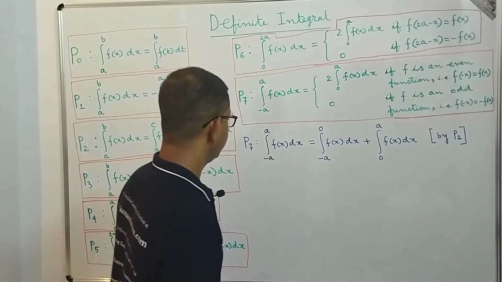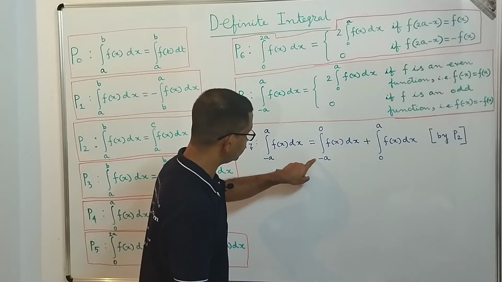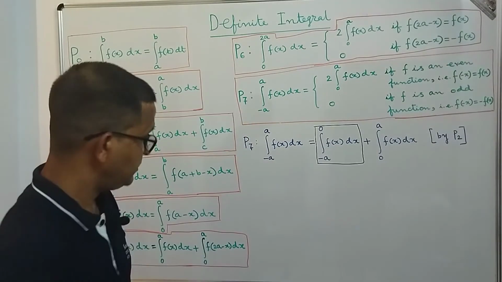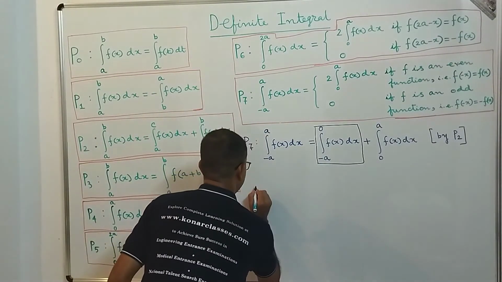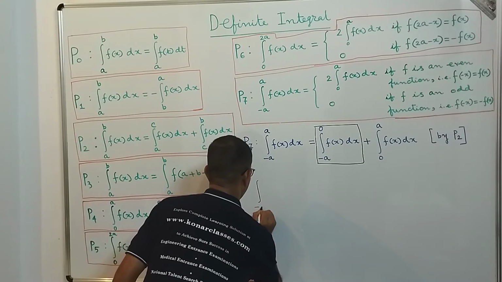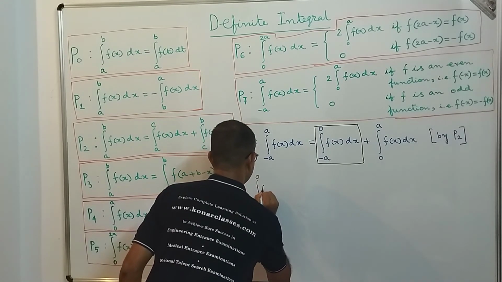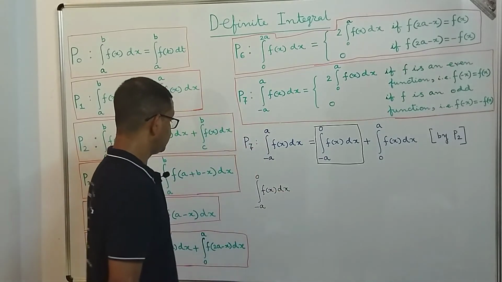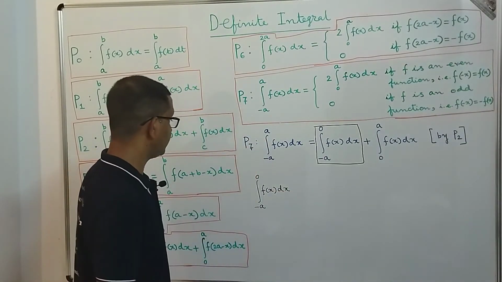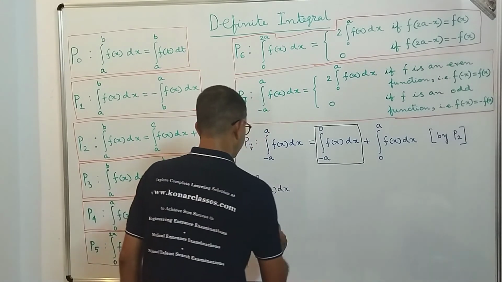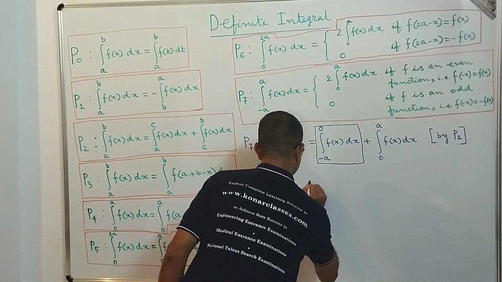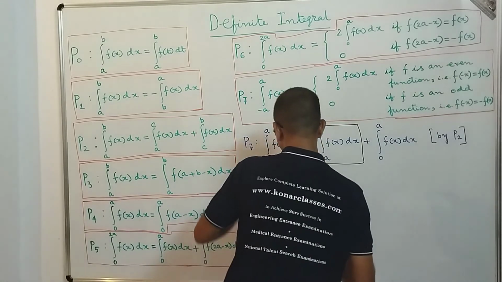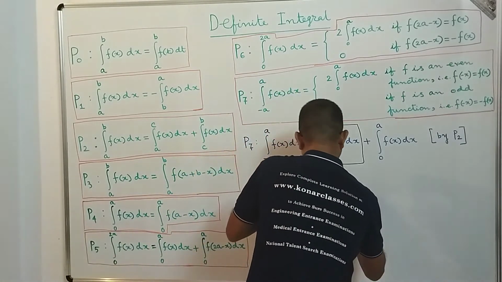Now dear students, let's concentrate on this integration minus a to 0 f(x) dx. Okay, so how are we going to compute minus a to 0 f(x) dx, dear students? For that, let's take a substitution. Let x is equal to minus t.